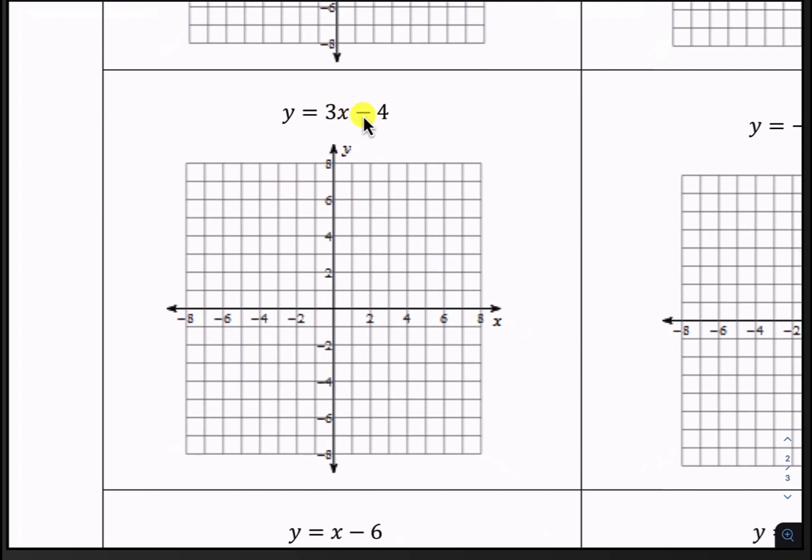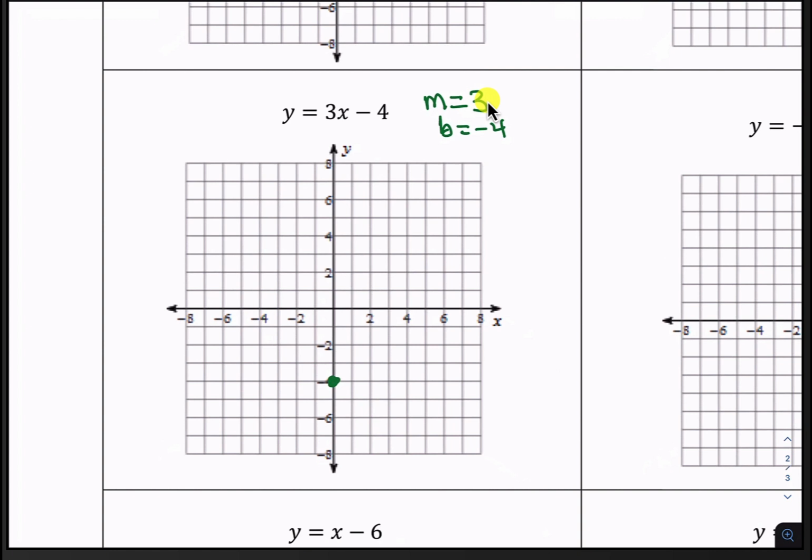Here is y equals 3x minus 4. M, again, is the number that's multiplying the x, so m is 3. B is what's being subtracted from the x, so b is negative 4. And negative 4 represents our y-intercept. So we will go down to negative 4 on the y-axis for our first point.